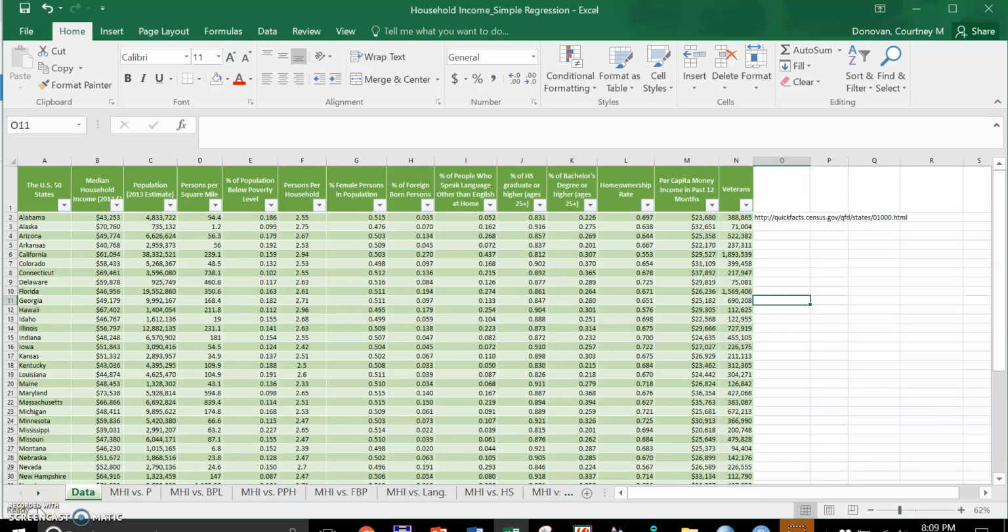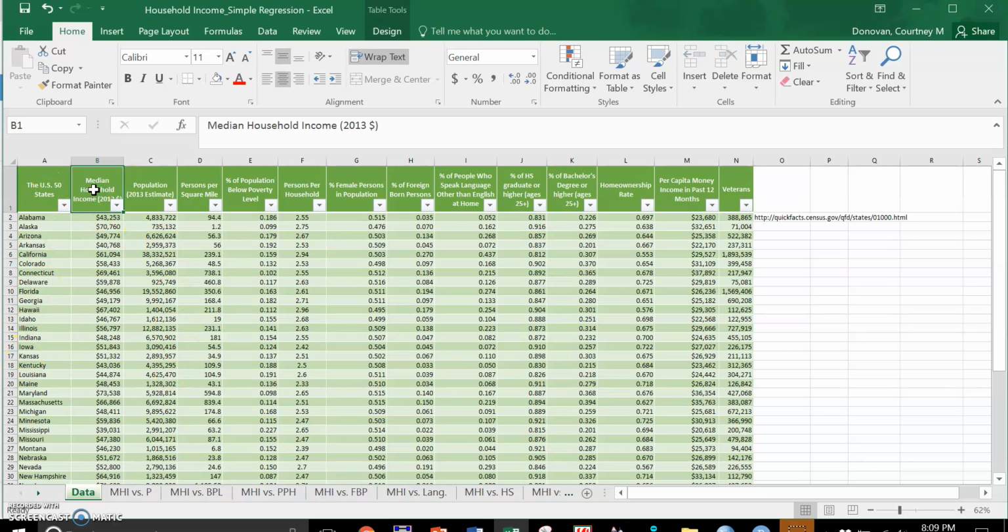This video is going to show you how to do a simple regression in Excel. So we have this data set of all 50 states and the median household income is my dependent variable. I want to see if I can predict income based on all these different ones. Now in Excel, you want them to be close together.